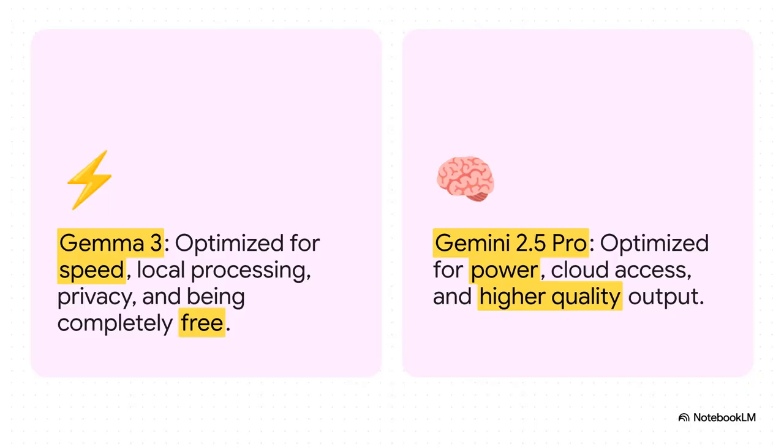So when it comes down to it, it's all about choosing the right tool for the right job. With Gemma 3, you're picking speed, total privacy, and zero cost above all else. With a massive cloud model like Google's Gemini 2.5 Pro, you're choosing raw power and much higher quality, but you lose that local privacy, you might face some usage limits, and it's certainly not free. They're just two different tools for two very different jobs.